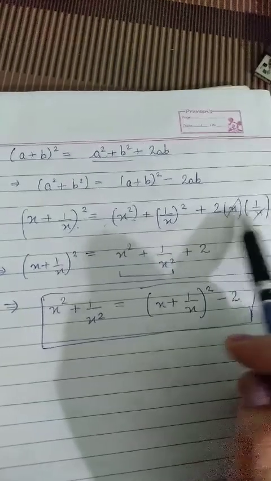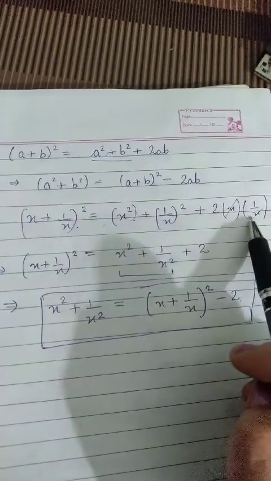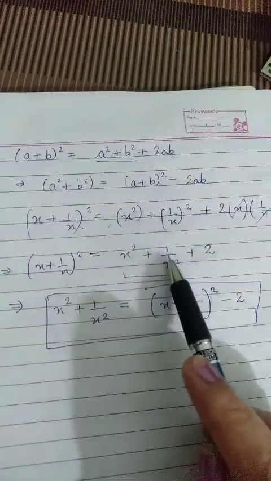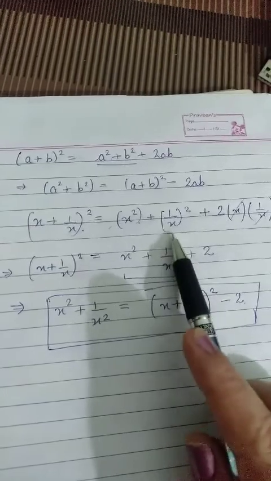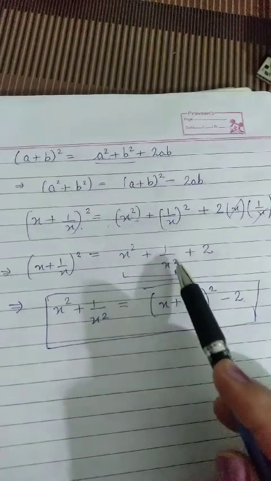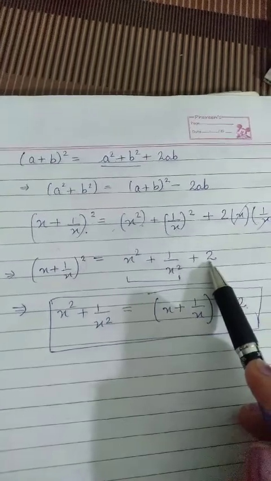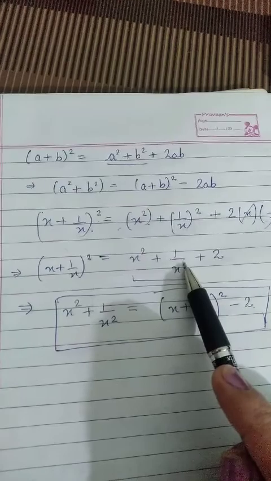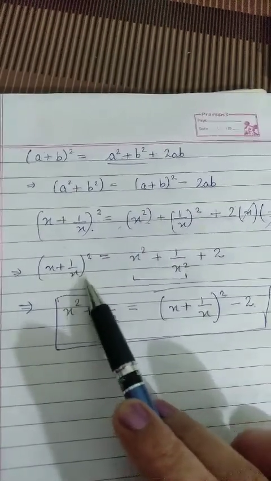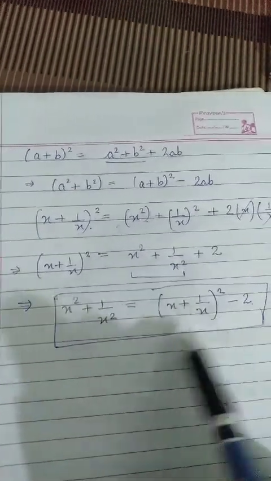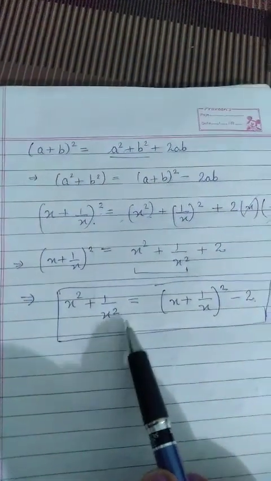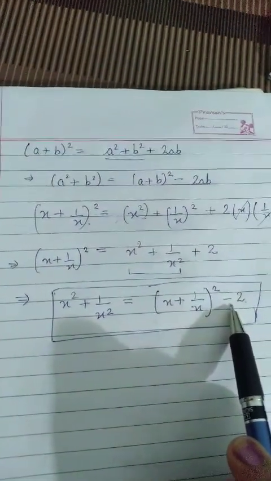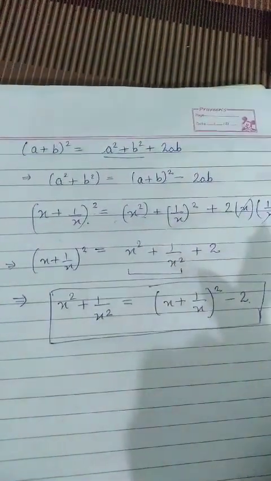Now in this ab, you can see these are the reciprocals of one another, so these can be easily cancelled. So you are left with x square plus 1 by x square. You can write the square of 1 by x as 1 by x square plus 2. That means the value of x square plus 1 by x square is x plus 1 by x whole square minus 2. We'll be using it in a number of the examples now.